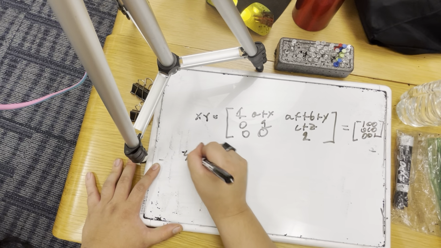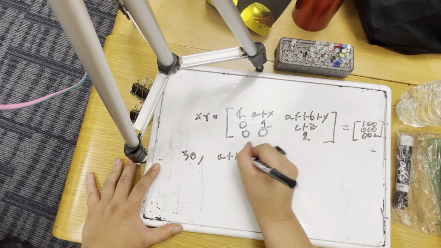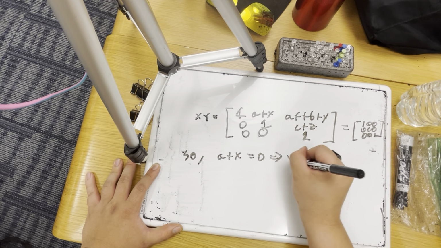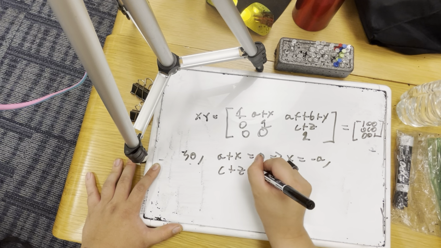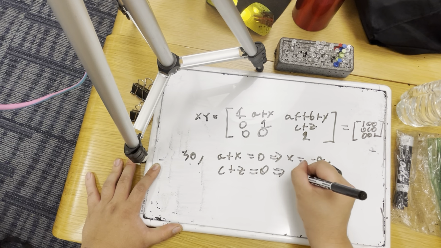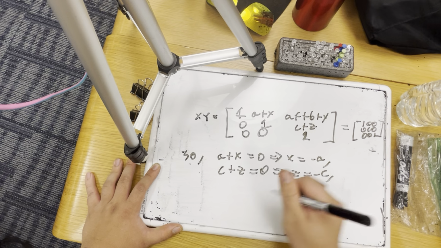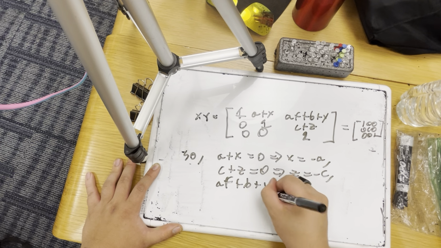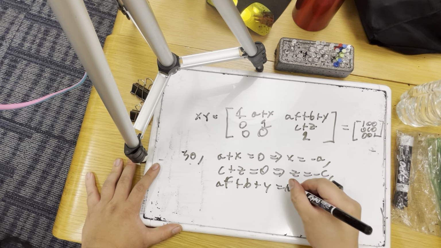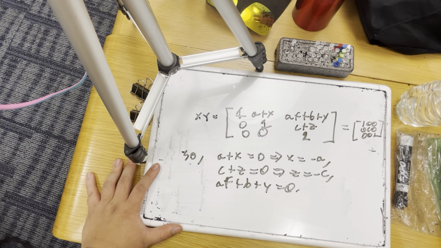Now set it equal to the identity, which is 1, 0, 0, 0, 1, 0, 0, 0, 1. So a plus x is equal to 0 implies that x is equal to negative a. c plus z is equal to 0, which implies z is equal to negative c. af plus b plus y is equal to 0. All right?